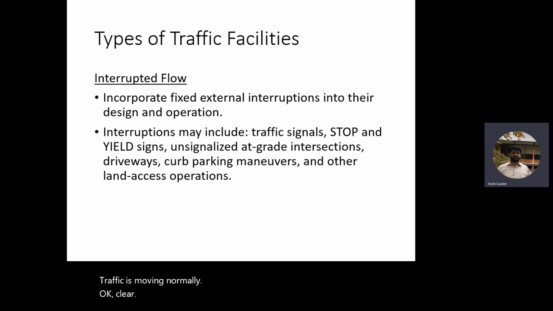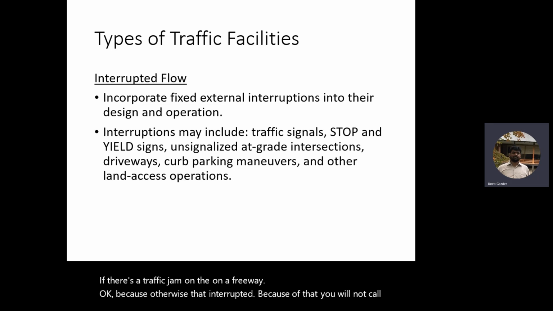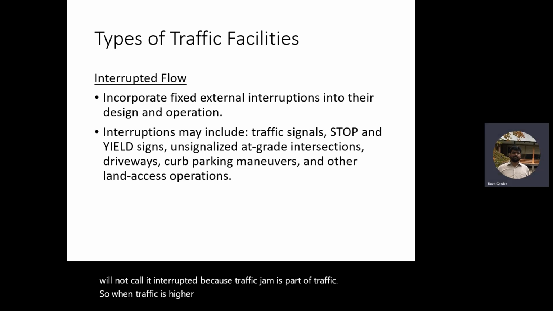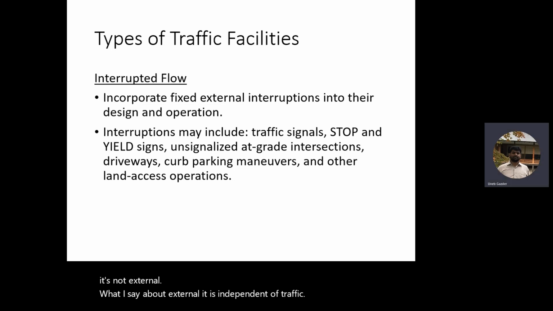If there is a traffic jam on a freeway, which is otherwise uninterrupted, because of that traffic jam you will not call it interrupted, because a traffic jam is part of traffic. So when traffic is higher, it's there, and when traffic is lower, it's not there. So it's not external. What I say about external? It is independent of traffic. A stop sign does not go away when traffic is low. It's always there. So this traffic jam is not external, it's not fixed. It does not remain throughout the day.